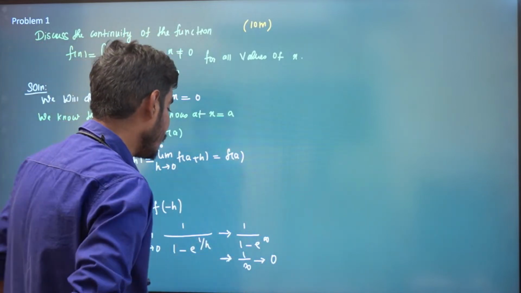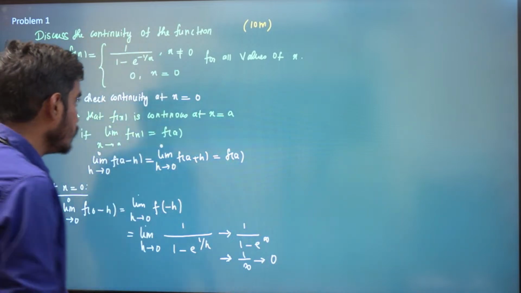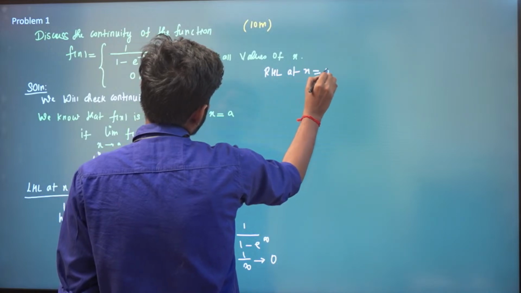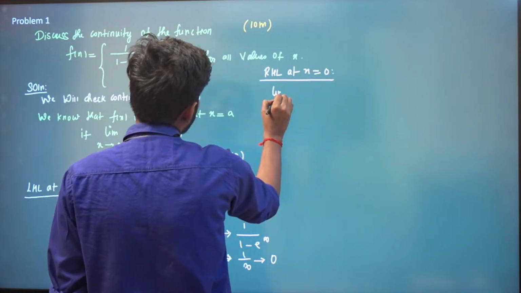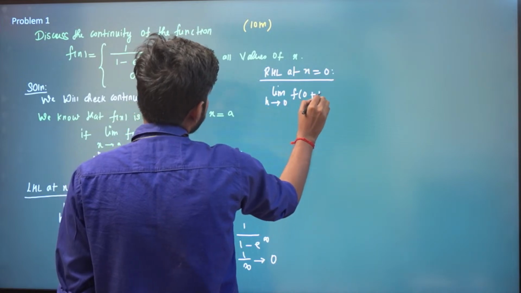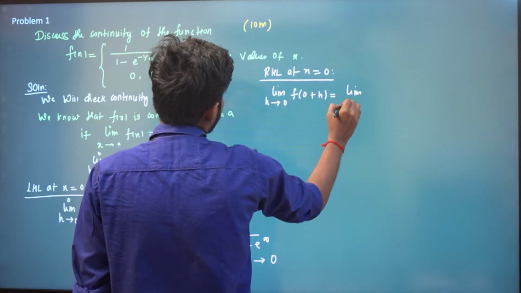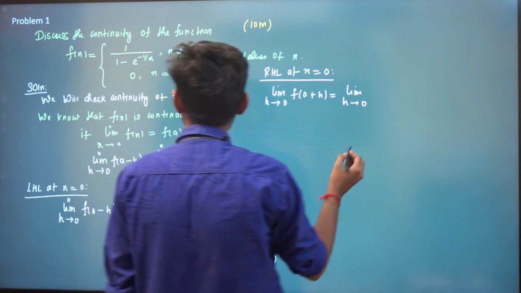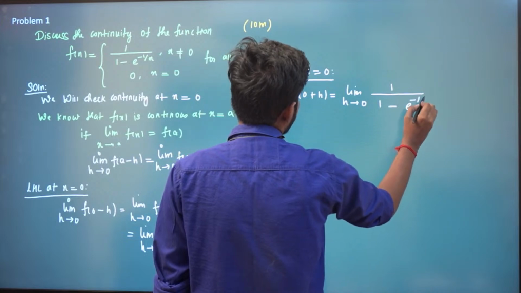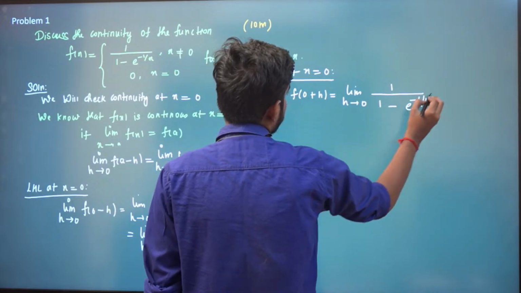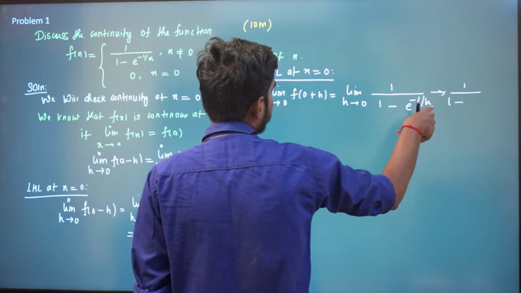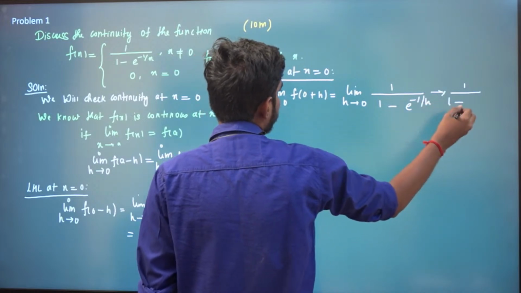Now we will find right hand limit for this function. So we will find RHL, right hand limit at x is equal to 0, so we have limit h tending to 0 f of a plus h. A is 0, so we have limit h tending to 0 f of h. F of h is 1 minus e power minus 1 by h. Now as h tends to 0, this tends to 1 minus, so e power 1 by 0 will be infinity.